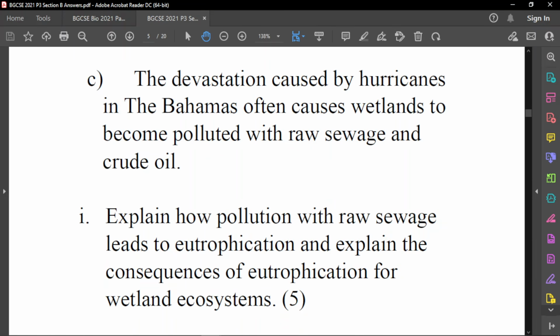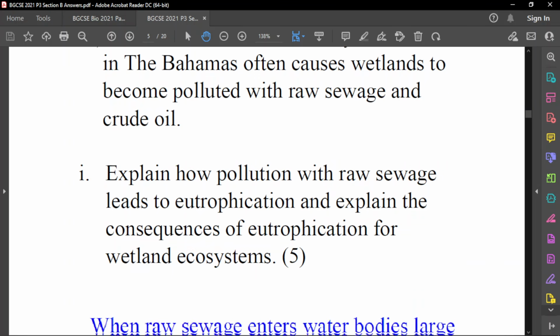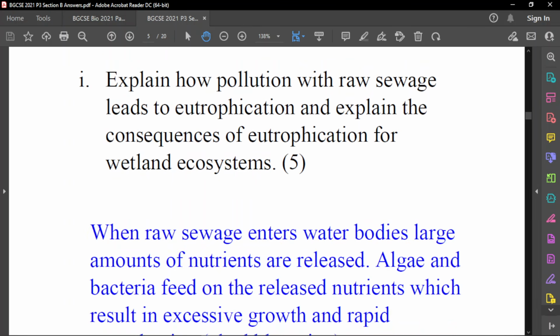Part C now. I notice again it is a 20 mark question, so you're going to write a lot. Here we say that the devastation caused by hurricanes in the Bahamas often causes wetlands to become polluted with raw sewage and crude oil. Explain how pollution with raw sewage leads to eutrophication and explain the consequences of eutrophication for a wetland ecosystem. So we're going to talk about the effect of eutrophication within the wetland itself.